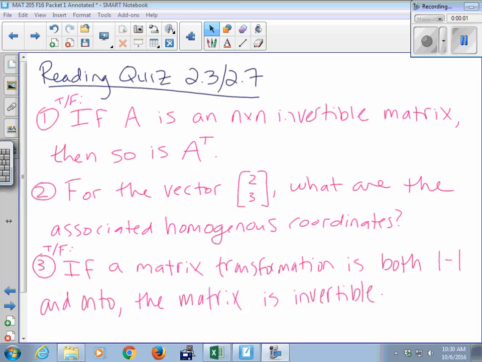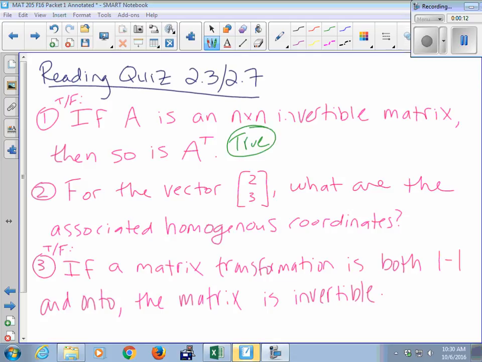If A is an n by n invertible matrix, then so is A transpose. True or false? True. That's part of the invertible matrix theorem.